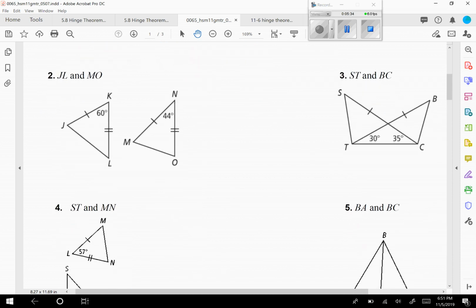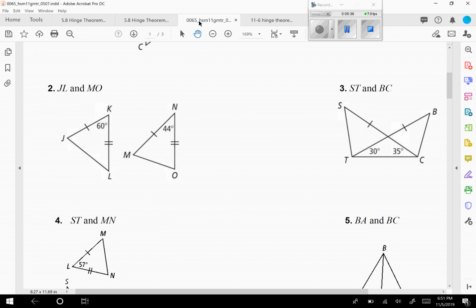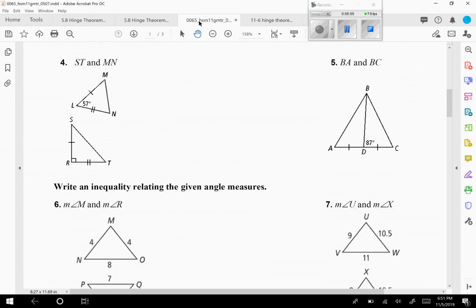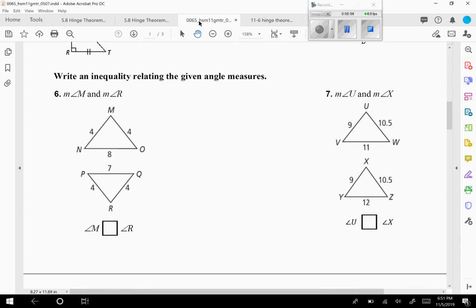Okay. Number 3, you have to be careful because there's actually 2 triangles here. Here's one of your 2 triangles. And it's doing the 35-degree angle. And then you should be able to see the other triangle there. Okay. On 6 and 7, this is like example 1 on your notes. You're just filling in this box with either a less than or a greater than.